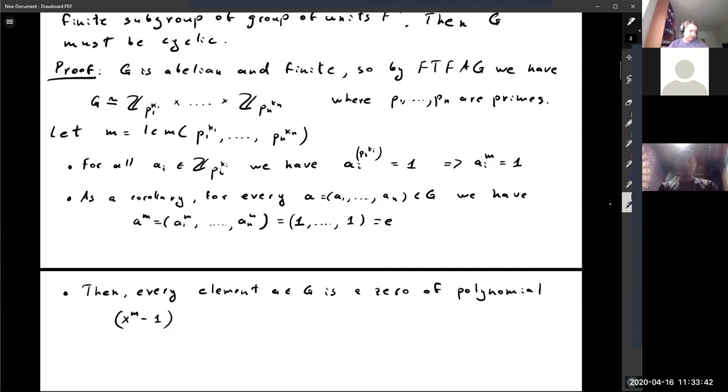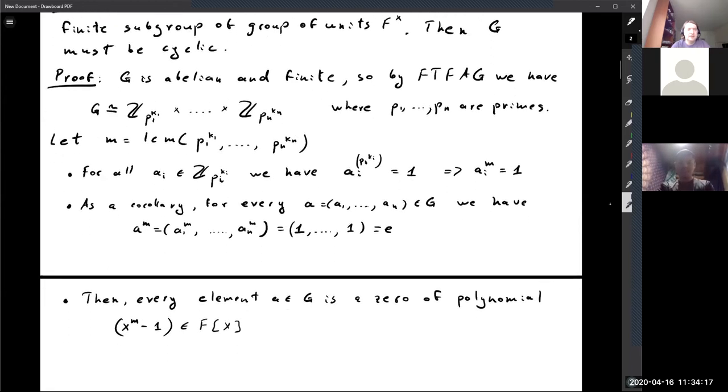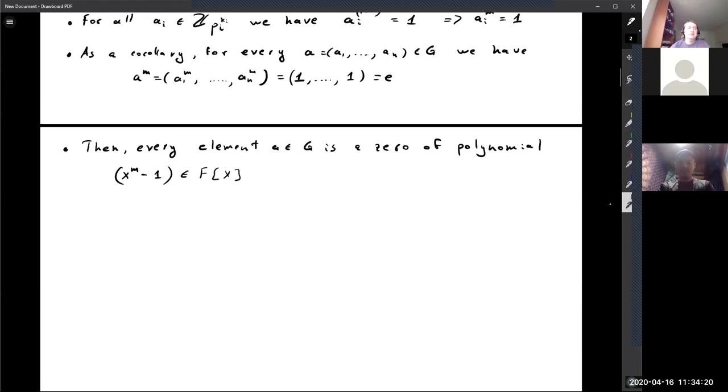But then what we know is that we can think of this element as a polynomial over a ground field F. Recall that we started that G is a finite subgroup of a group of units. So let's just think of this polynomial x to the m minus 1 as a polynomial over the field F.